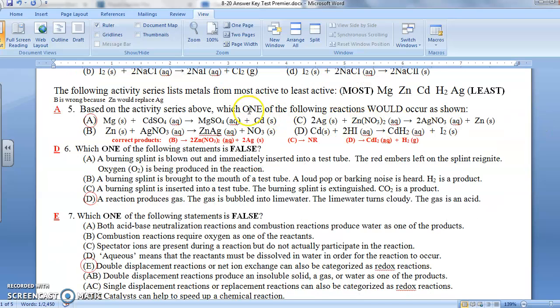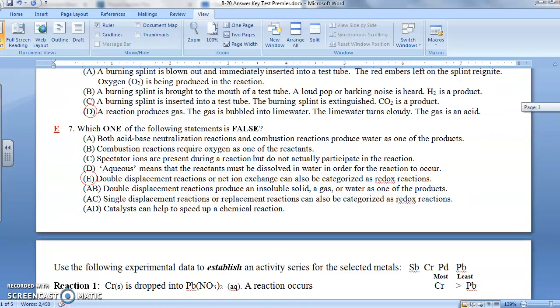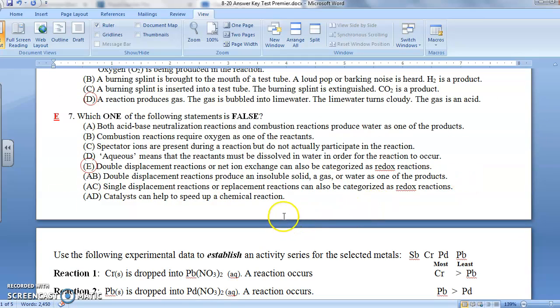Down here we have single displacement. Element, compound plus element and compound. Magnesium's replacing cadmium. Here magnesium's 0. Here it's 2 plus, so its oxidation number is +2. Here cadmium is 2 plus, so its oxidation is +2. Over here it went down to 0. In single displacements, the oxidation numbers always change because the ionic charges are changing. Catalysts speed up reactions. Letter AD, that one's true.